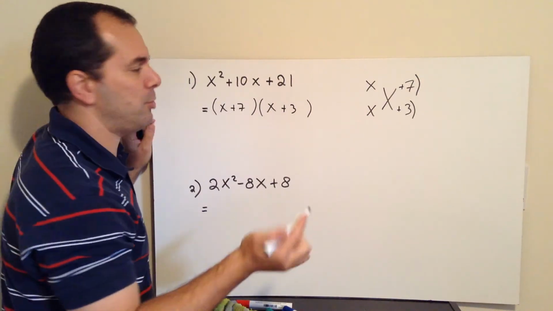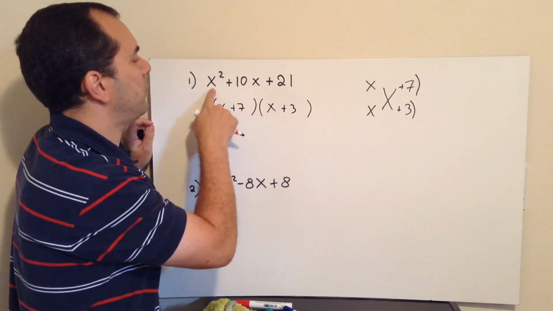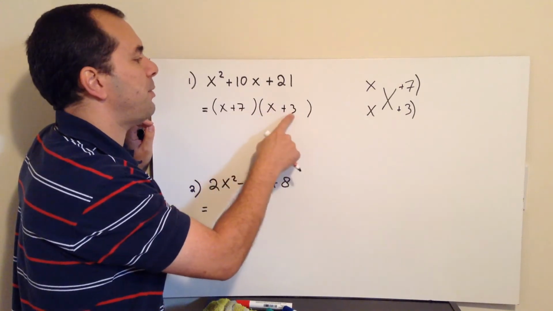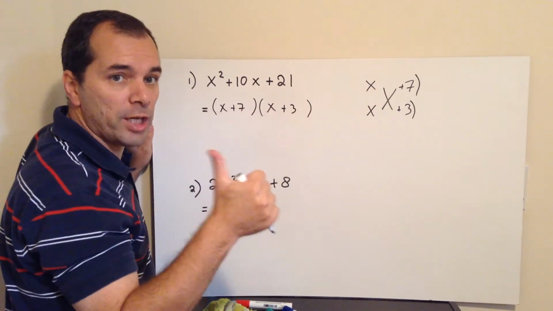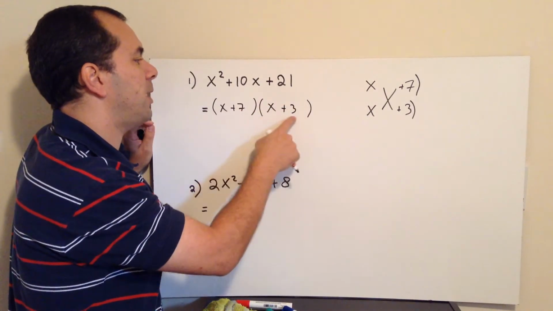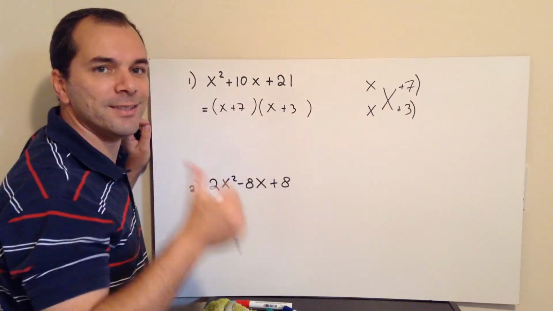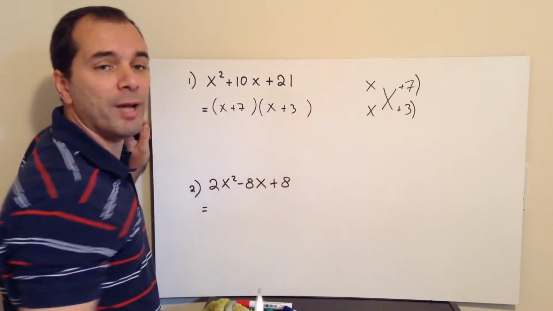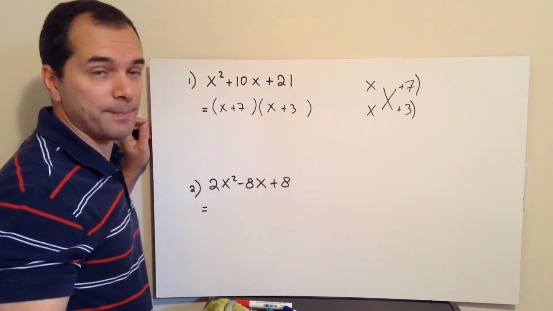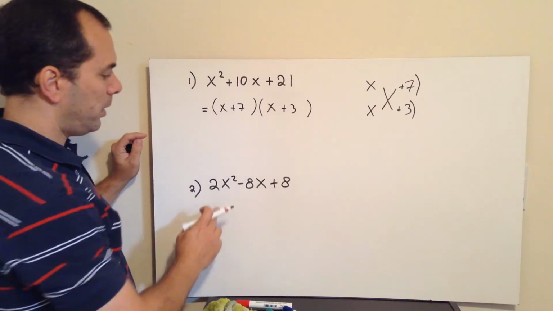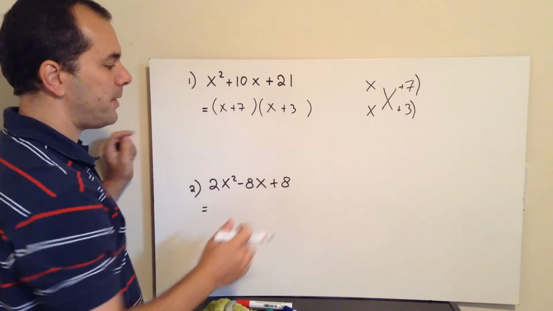Again, I'll just double check again. x times x gives me x squared, check. 7 times 3 gives me positive 21, check. And now 7x plus 3x gives me 10x, and that's good. So we guessed the right answer on the first try, and that's great. Let's get another one. 2x squared minus 8x plus 8.